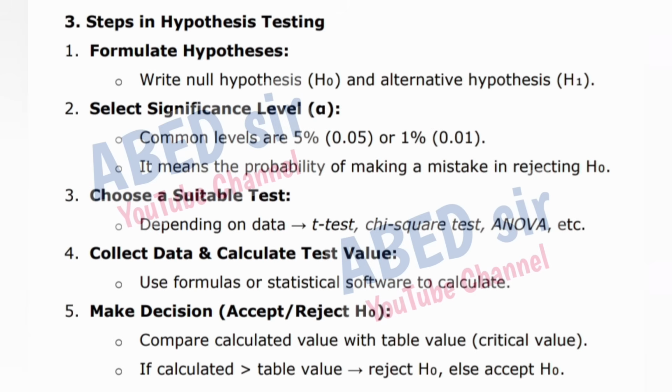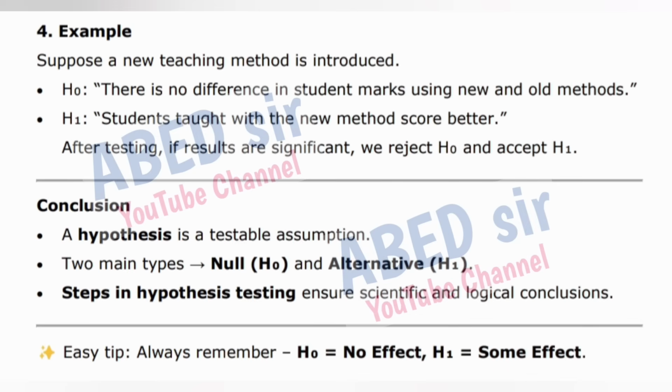5. Make decision, accept or reject H0. Compare calculated value with table value, critical value. If calculated value is greater than table value, reject H0, else accept H0. 4. Example. Suppose a new teaching method is introduced. H0: There is no difference in student marks using new and old methods. H1: Students taught with the new method score better. After testing, if results are significant, we reject H0 and accept H1.